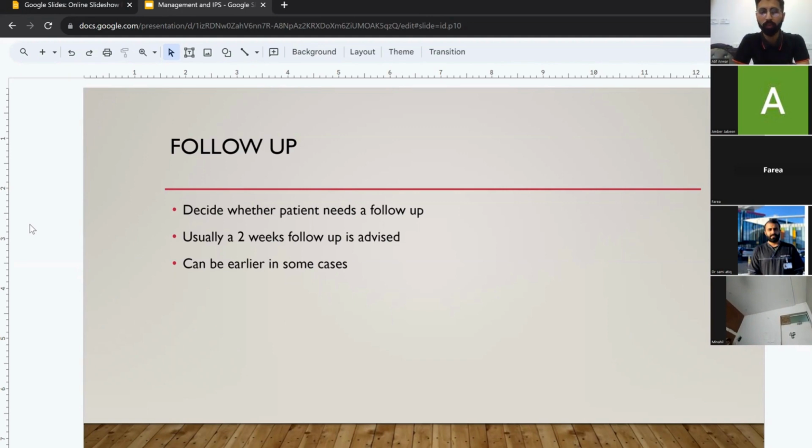So for the follow-up, you have to decide whether the patient's condition needs a follow-up or not. And if you do not know when to call the patient for follow-up, you can simply say we'll make another appointment in 2 weeks' time. Or in some cases it could be earlier, like if you're treating a patient with a sore throat, acute bacterial tonsillitis, you will give the patient antibiotics and tell them, okay, we'll make another appointment in 2 days to see how things are going, if your condition has improved or not, because in this case the infection may resolve in 2-3 days and you will not need follow-up for 2 weeks.